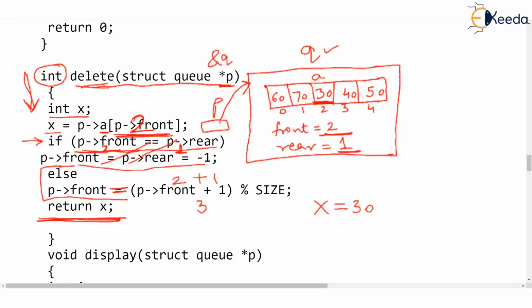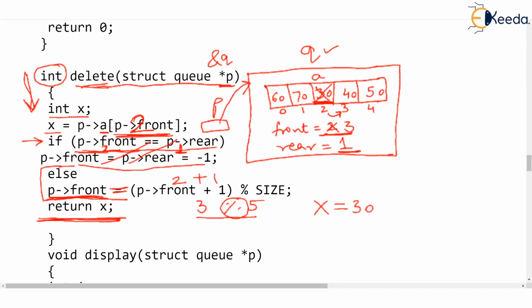3 % size, remember size is 5, it's a #define constant, and 3 % 5, the remainder, the mod, is 3. So the new value of p arrow front here becomes 3. It's quite obvious, isn't it? Tell me, if you are removing this 30, then the next element should become frontmost, as we learned even in linear queue. So front is no more 2, front has become 3.